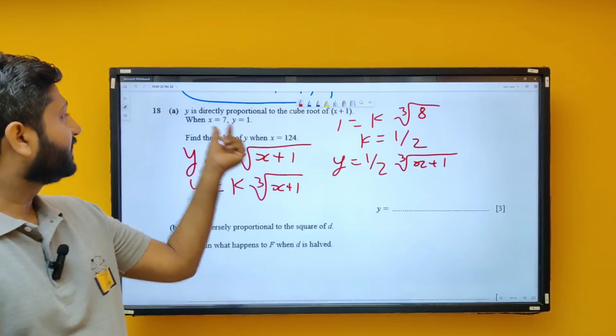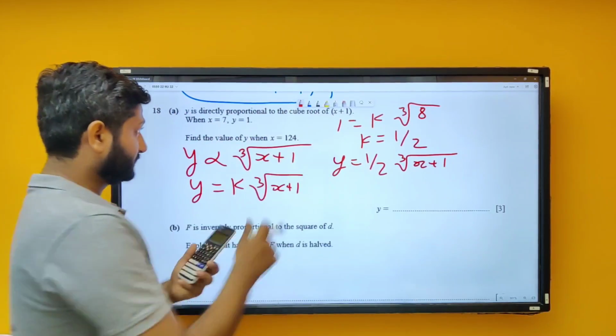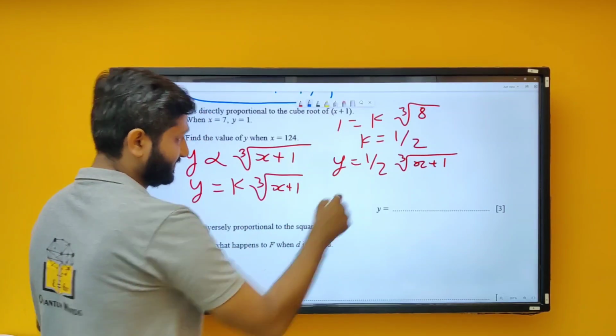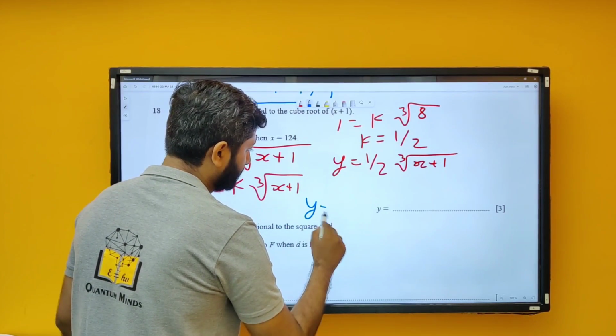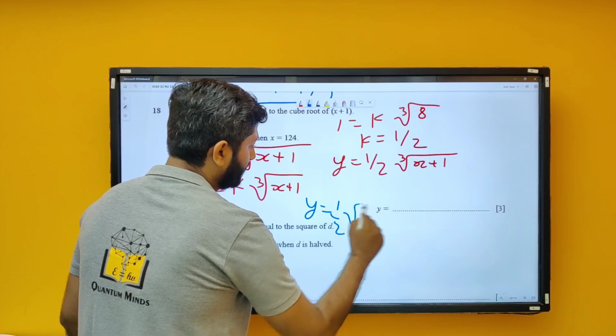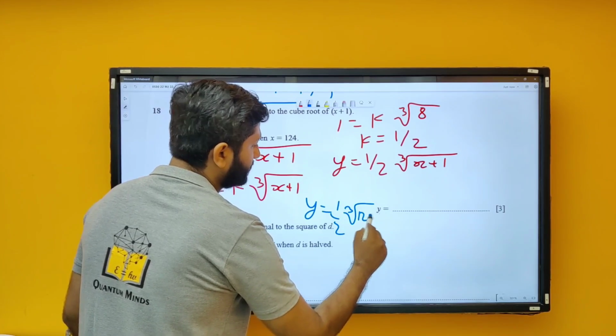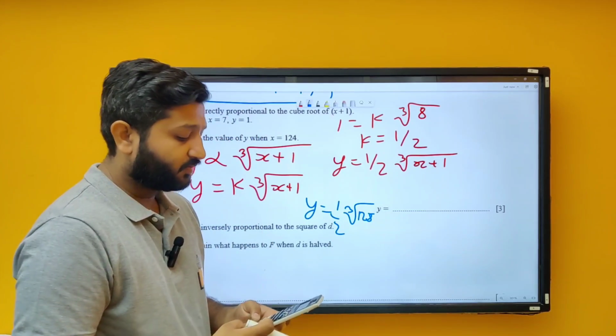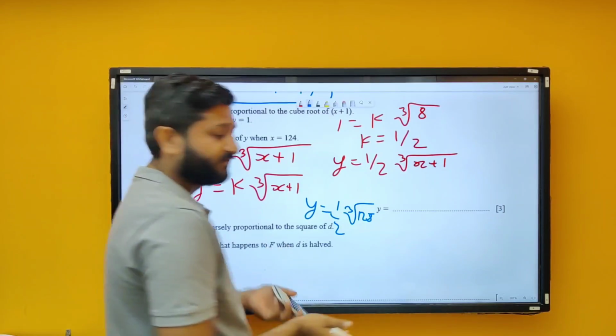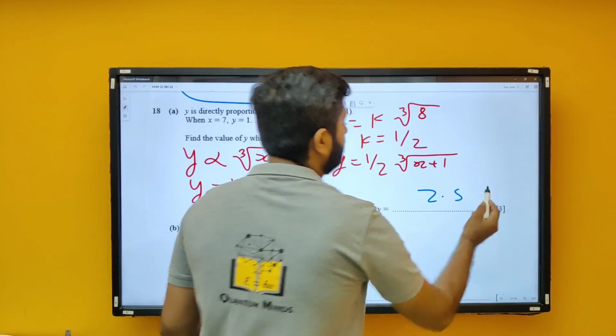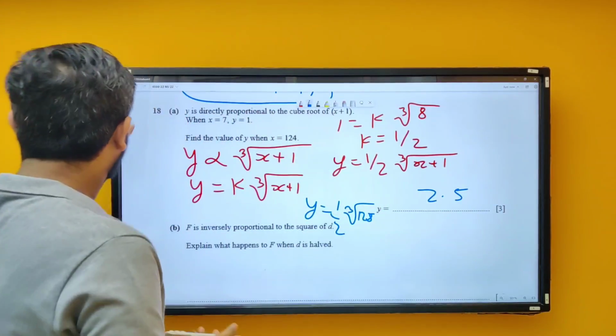I am supposed to find y when x is 124. So if I substitute x as 124, I have y is equal to 1 by 2 cube root of 124 plus 1, which is 125. Cube root of 125, as we all know, is 5. 5 divided by 2, 2.5 is my final answer.